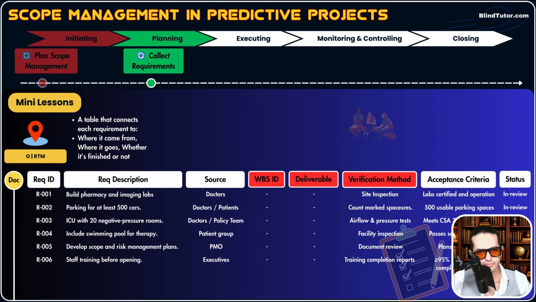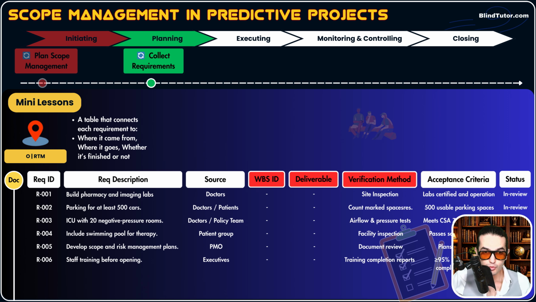Let's go through, for example, R003, requirement number 3. It says ICU with 20 negative pressure rooms. This is the requirement, okay? Who requested it? What's the source of this requirement? Doctors and the policy team or quality team requested this requirement. Now, what's the WBS ID of this requirement? We're going to know the WBS ID of this requirement in process 4 of scope management in predictive projects, okay? So you need to wait for it.